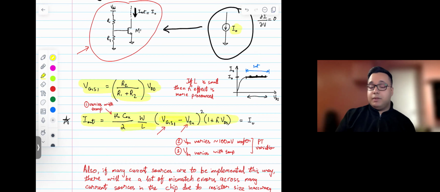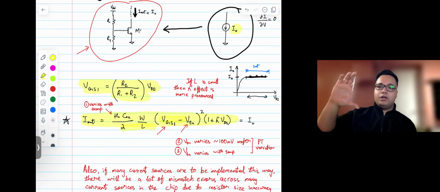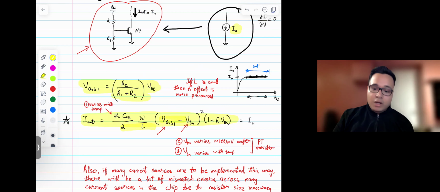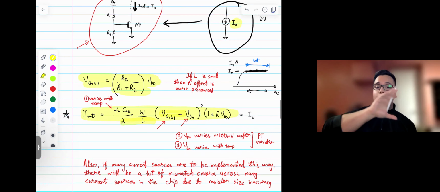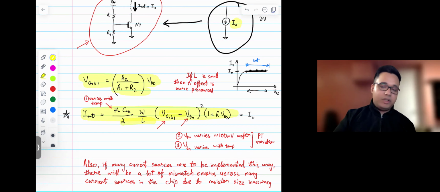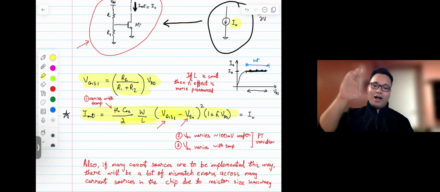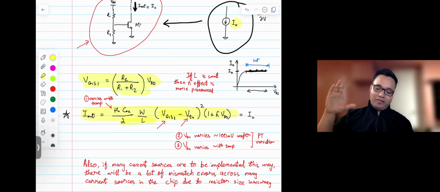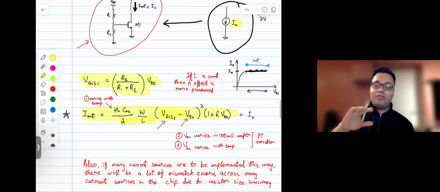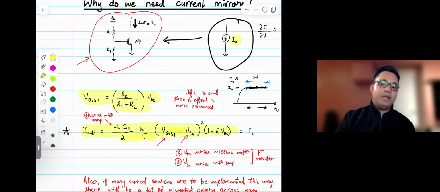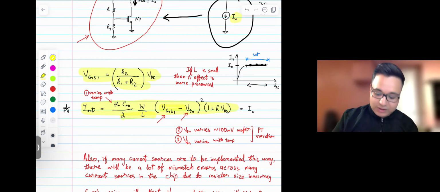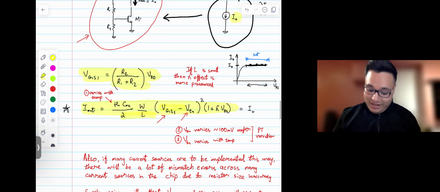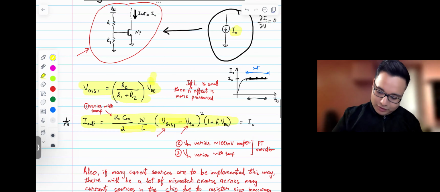Is there a possibility that R1 and R2 will have different ratios, or will have a variation if you have multiple copies? Yes, right? So that will mean that there would be a VGS variation. And because there's a VGS variation, the output current of this circuit would have a variation as well. It won't exactly be I naught. So now we have talked about VGS as well.